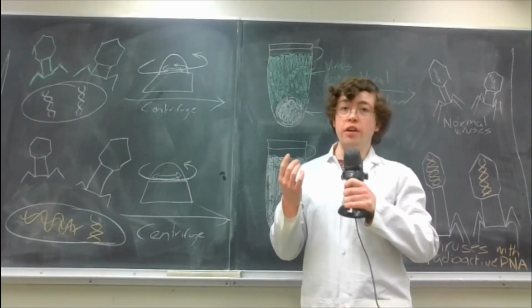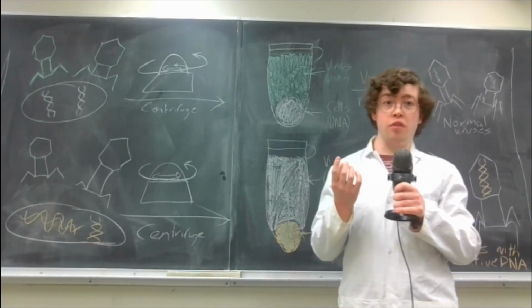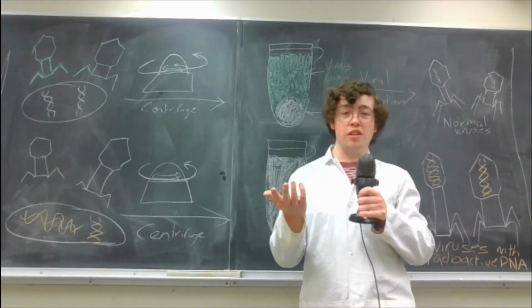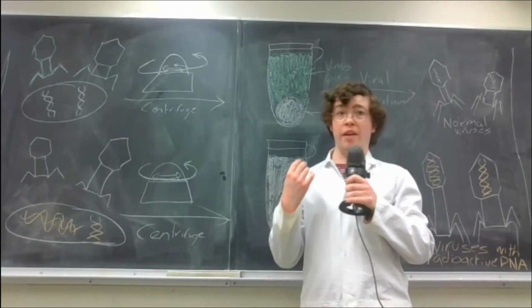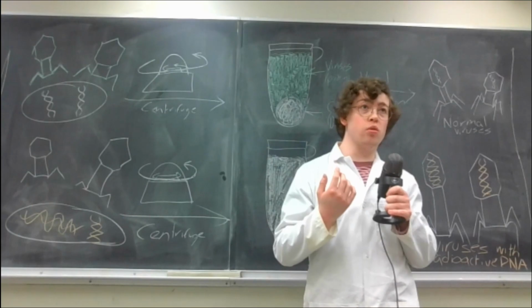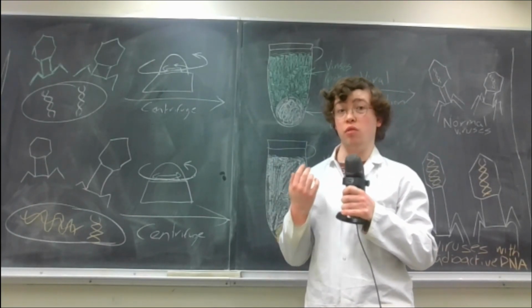So in short, if DNA actually contained sulfur in it, we may have never figured out that DNA is the molecule through which we inherit traits from our parents. And that is one of the reasons it's so important that DNA doesn't have sulfur in it.